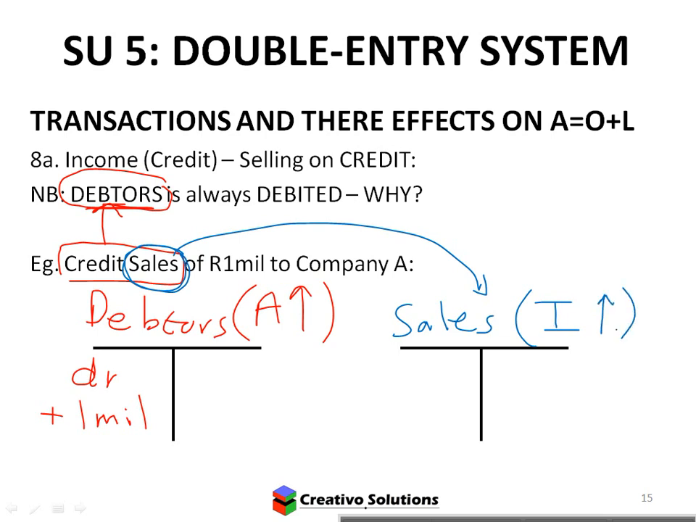I didn't have a sale. I had 0 sales before. Now I've got 1 million sales. Where do income accounts increase? Credit side. That's why you're going to do this: debit the debtors, credit the sales with plus 1 million. Okay?